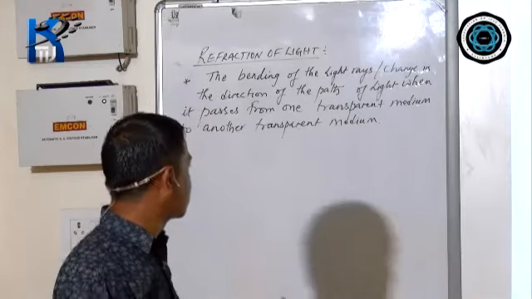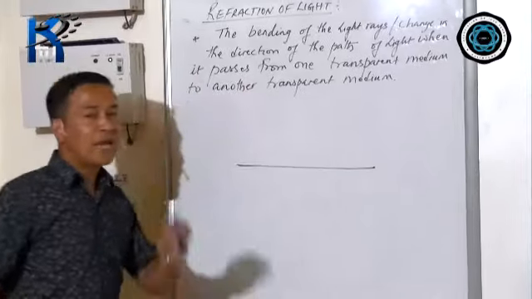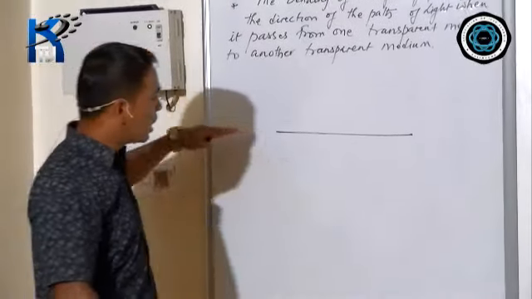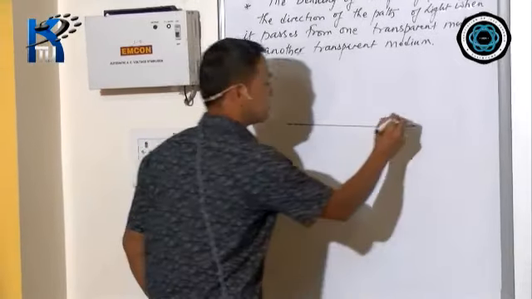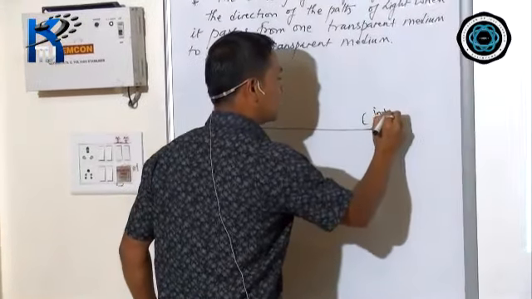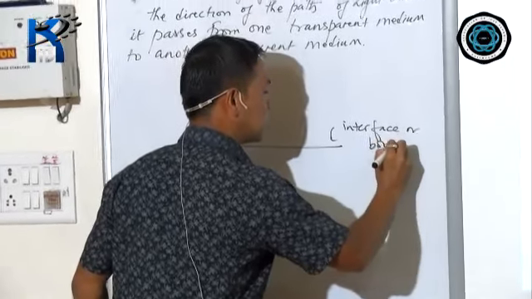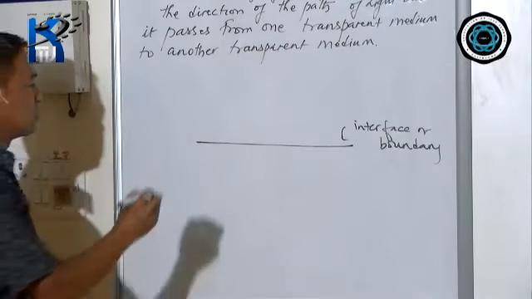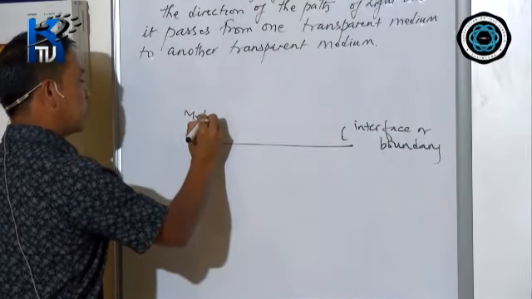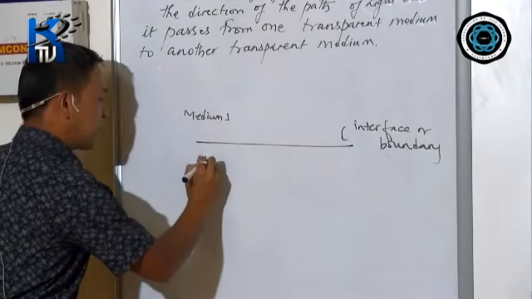Let me take the case where there are two media, but any two media are separated by a boundary, and this boundary is also known as the interface. The line I have drawn is simply called the boundary or interface. This boundary or interface separates two media. Let me take, for example, this as medium 1, and this as medium 2.